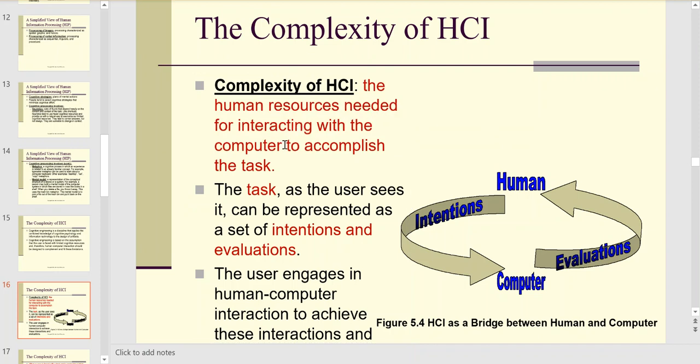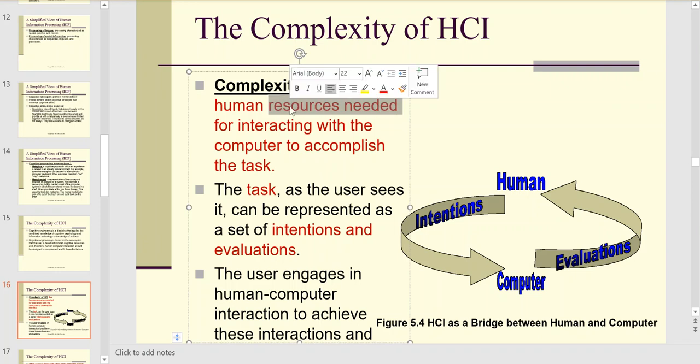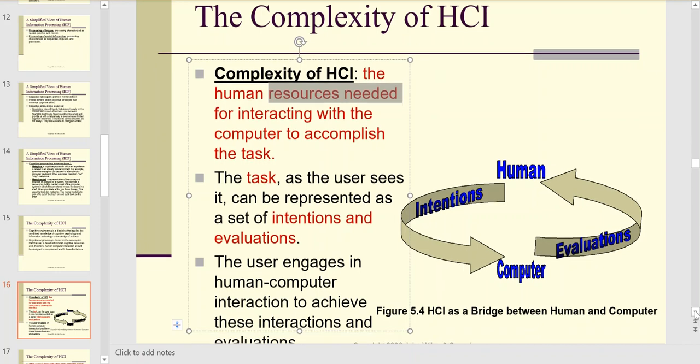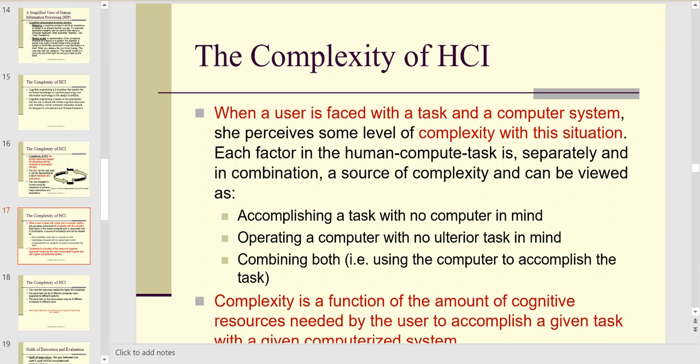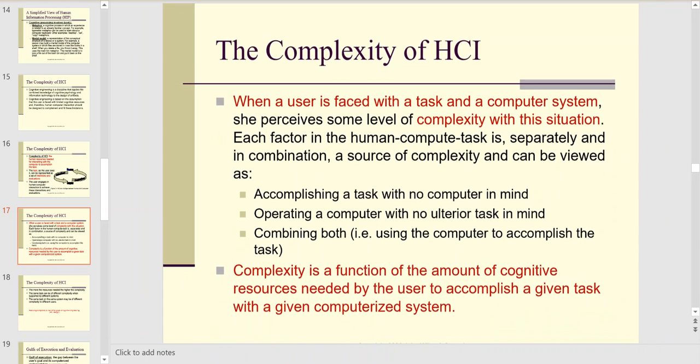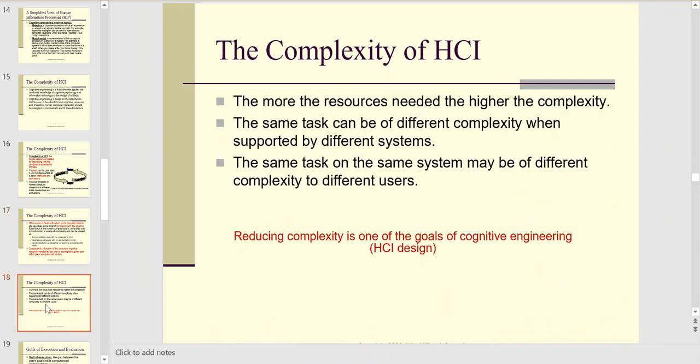The human resources needed for interacting with a computer to accomplish a task. So we have a task, and human resources needed means processors and memory, or simply human information processing. We usually speak about tasks. Within HCI, we want to make it simple, not complicated. This is one goal of the HCI course.